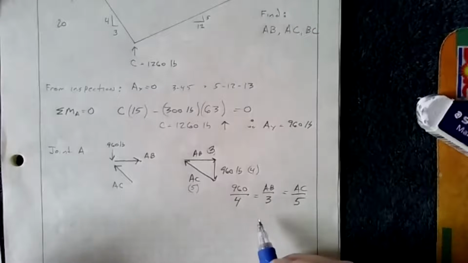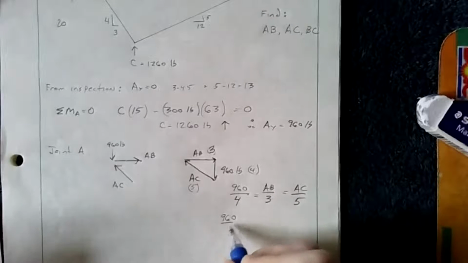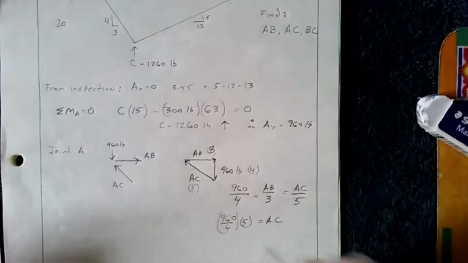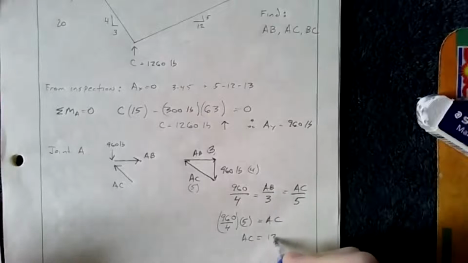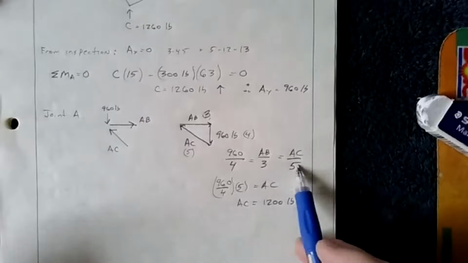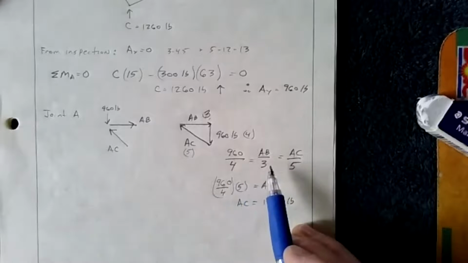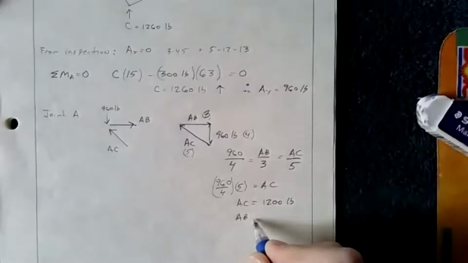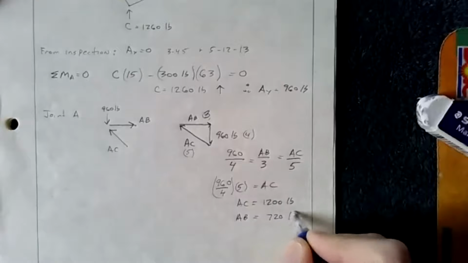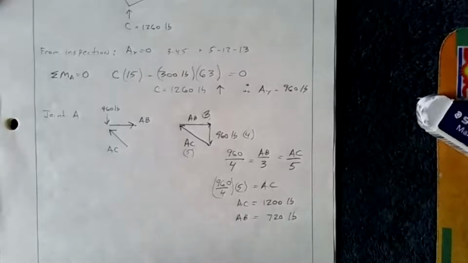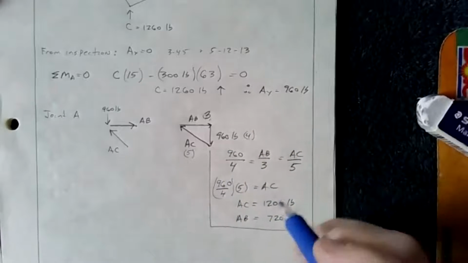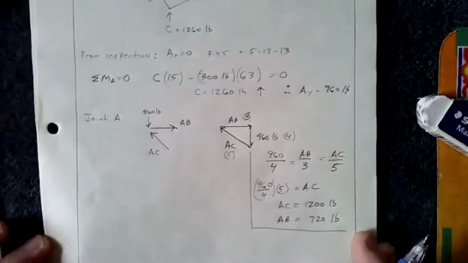So that leads us to saying 960 divided by 4 times 5 equals AC. And if we do that, we get AC equal to 1,200 pounds. If we do the same thing with AB, it's 960 divided by 4 times 3, then we get our AB equal to 720 pounds. So a nice, easy way to do it. But let's say you didn't start out that way, because I know that's a little different. I would highly encourage you to use this method, because it's much quicker, especially on a final or a quiz.